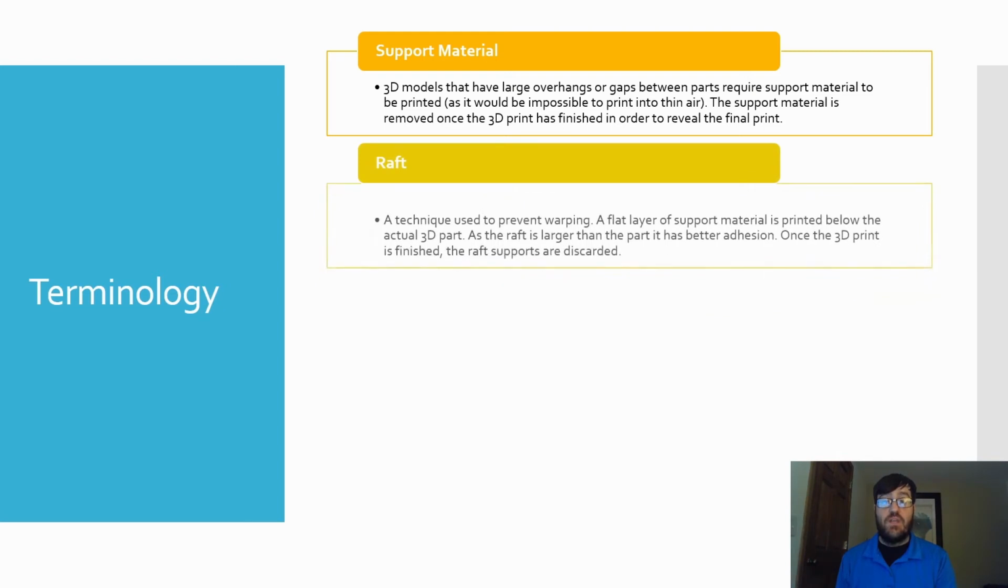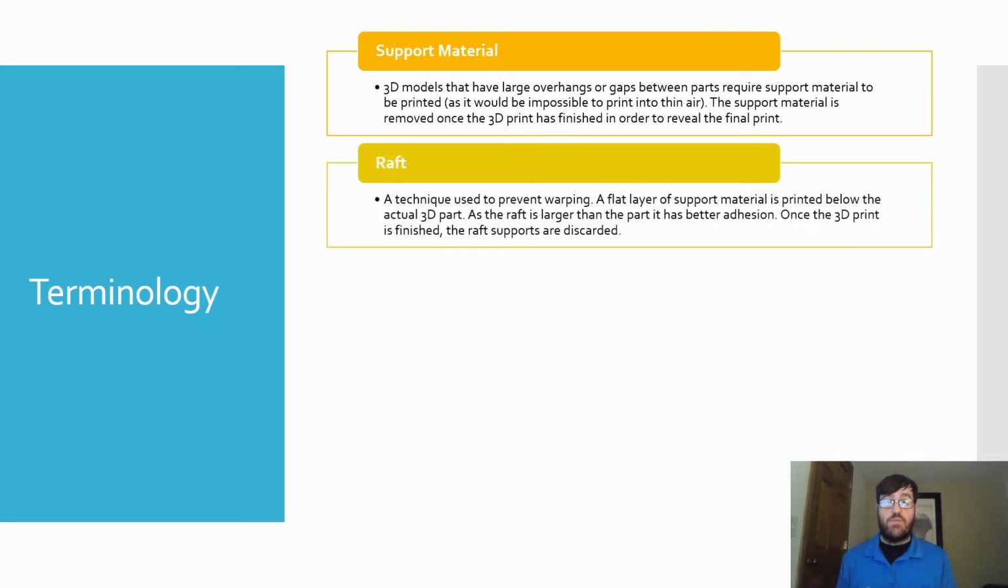A raft. A raft is a technique used to prevent warping. A flat layer of support material is printed below the actual 3D part. As the raft is larger than the part, it has better adhesion. Once the 3D part is finished, the raft supports are discarded. So this is like a flat bed that the printer starts with to create a stable surface to print on top of. This raft oftentimes just snaps right off the bottom of your print when you're finished.